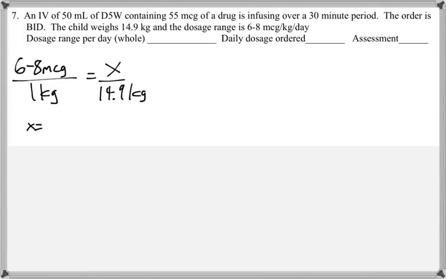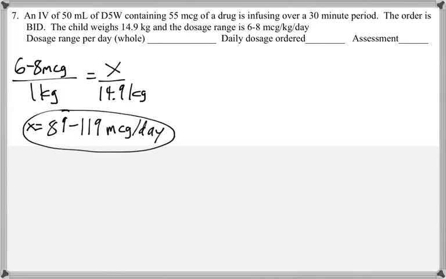And if we round to the nearest whole number, we get 89 to 119 mcg per day. So this one, the rate starts out as per day, so it's not per hour. So we do need to be consistent with that.